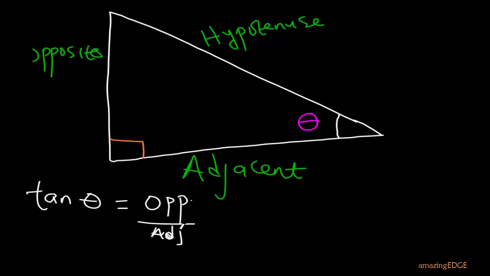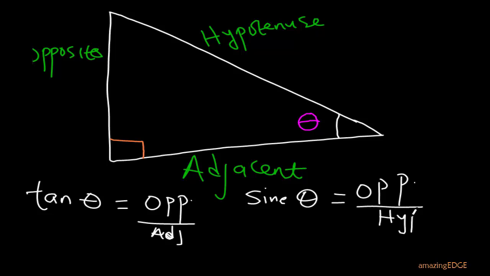Then we also look at sine theta. Sine theta will give us opposite over hypotenuse. And finally, to find cosine, we can write it as cos. Cos is the same thing as cosine, which will give us adjacent over hypotenuse. So we have adjacent over hypotenuse.